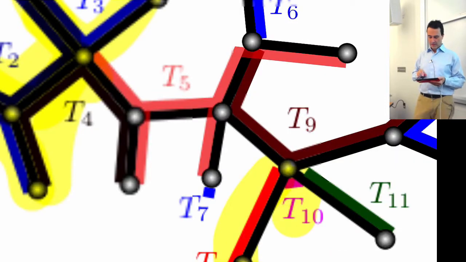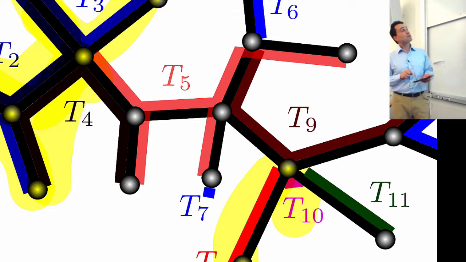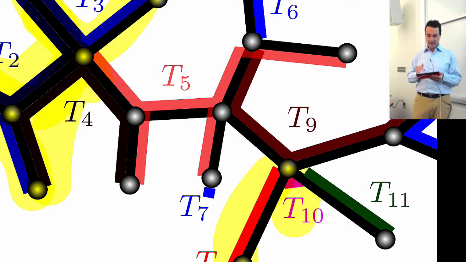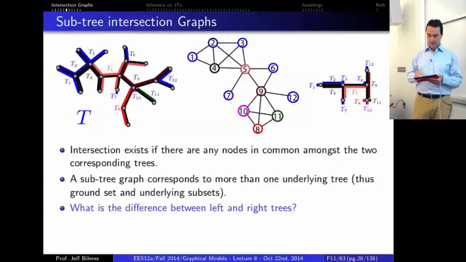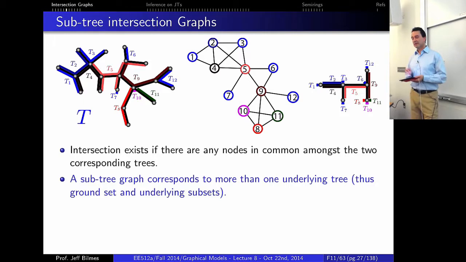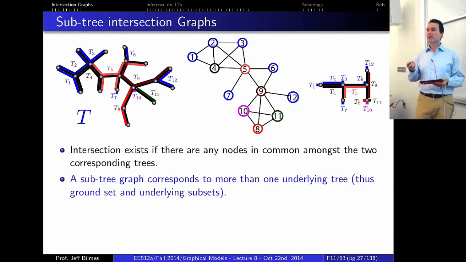Well, zoom in. And you can see that subtree T5 and subtree T7 intersect. Why? Because they share this common node in the tree. A subtree graph can have more than one underlying tree that defines it. Like we saw on the page that we just saw, this subtree graph corresponds to this tree. But what about this tree?